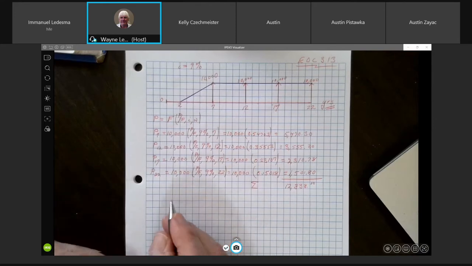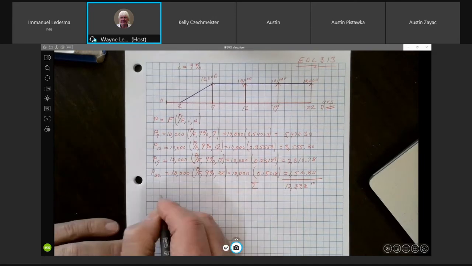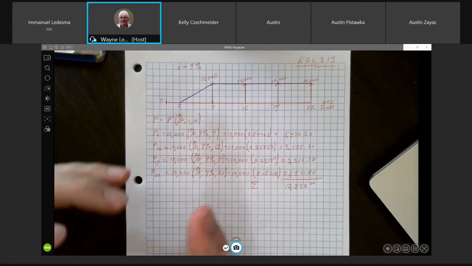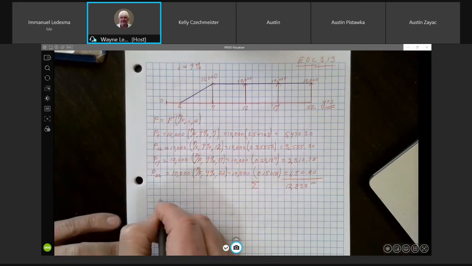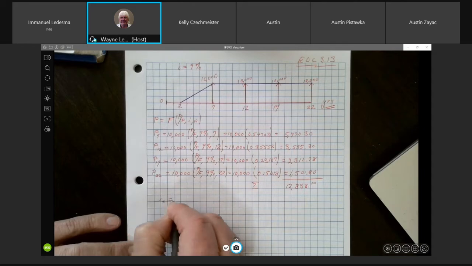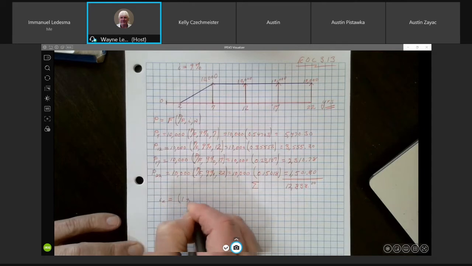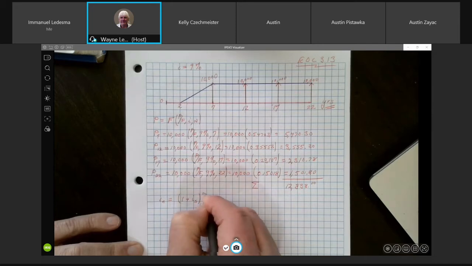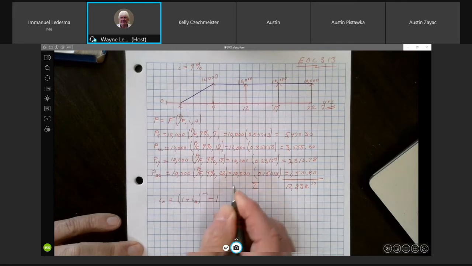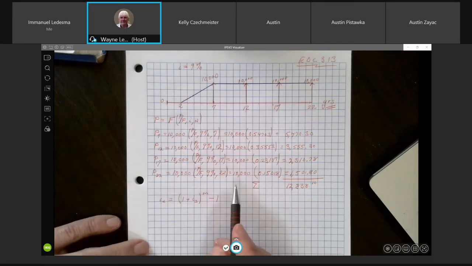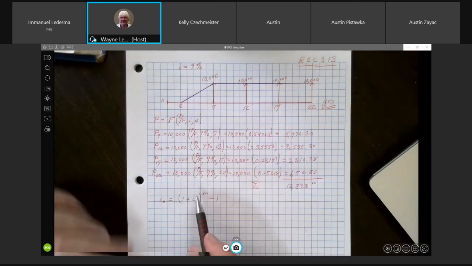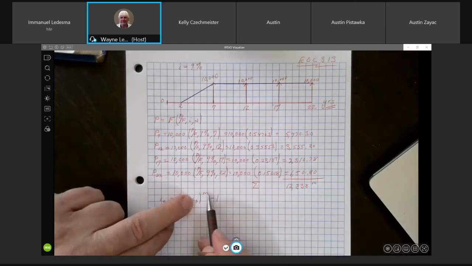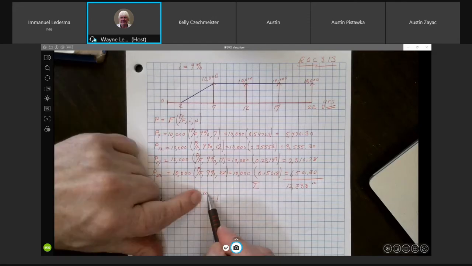We can say here that IE, the effective interest rate, not for 1 year, but for a 5-year period, will be equal to 1 plus IS to the power of M minus 1. IS will be the annual rate. So we're moving from annual to whatever, in this case, 5 years.